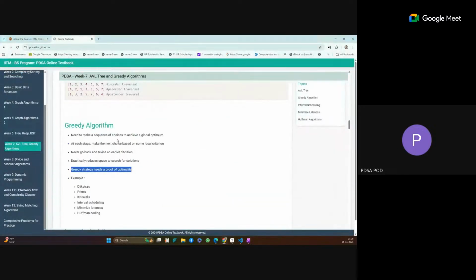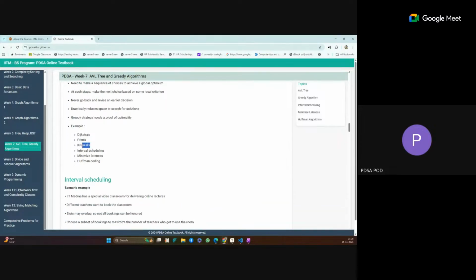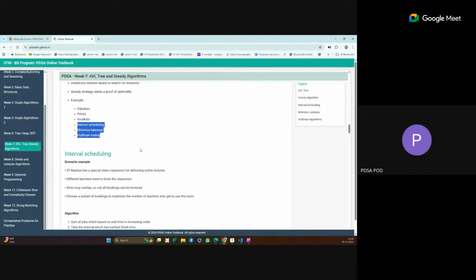So this is the same thing: greedy algorithms are not always correct, because of that this is mentioned. Some algorithms where we have used the greedy approach are Dijkstra and Prim's, but here we are discussing the interval scheduling algorithm, the minimize lateness problem, and Huffman. These 3 algorithms which we have discussed with the help of greedy are all proven algorithms, solved correctly by the greedy approach.